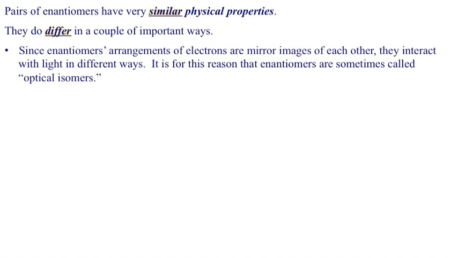Pairs of enantiomers have very similar physical properties. For this reason, they're very difficult to separate from each other. For example, their boiling points are so similar that separation by distillation is not possible. They do differ in a couple of important ways. Since enantiomers' arrangements of electrons are mirror images of each other, they interact with light in different ways. It's for this reason that enantiomers are sometimes called optical isomers.